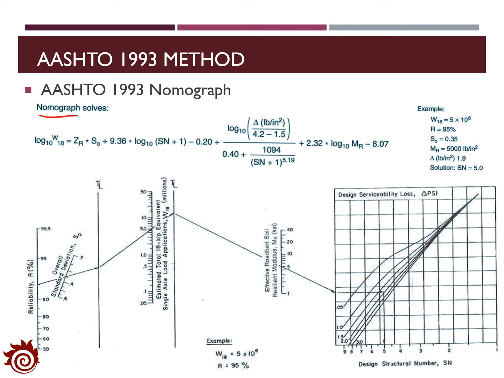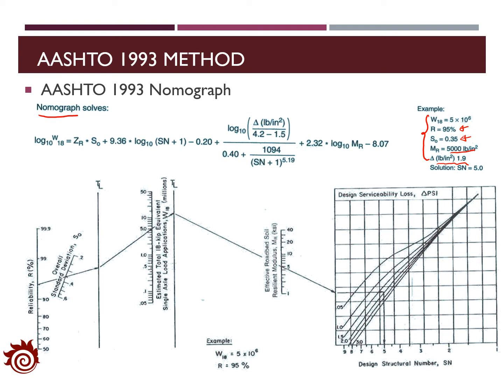Assuming that we are provided with the ESAL of the design period as 5 times 10 to the power of 6, the reliability is set as 95%, and the standard deviation is set as 0.35. The resilient modulus is measured as 5000 psi, and the serviceability loss is set as 1.9.